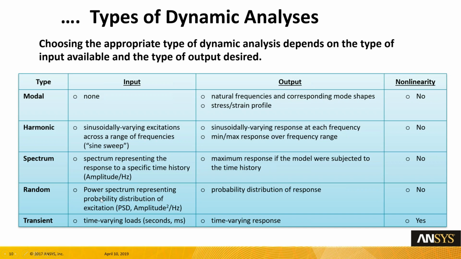Random vibrations, in this case, you would input a probability distribution of excitation. These are called PSD, power spectral density excitation curves. Usually the vertical axis in a random vibration input is G squared per Hertz. As an output, we get a probability distribution of response, meaning we get displacements and stresses as 1 sigma, 2 sigma, and any sigma values ANSYS will calculate. Again, no nonlinearity. The only nonlinearity is in the transient time domain simulation, where you input time-varying loads, such as forces as a function of seconds, milliseconds, or minutes, and your output will be displacements and stresses as a function of time.